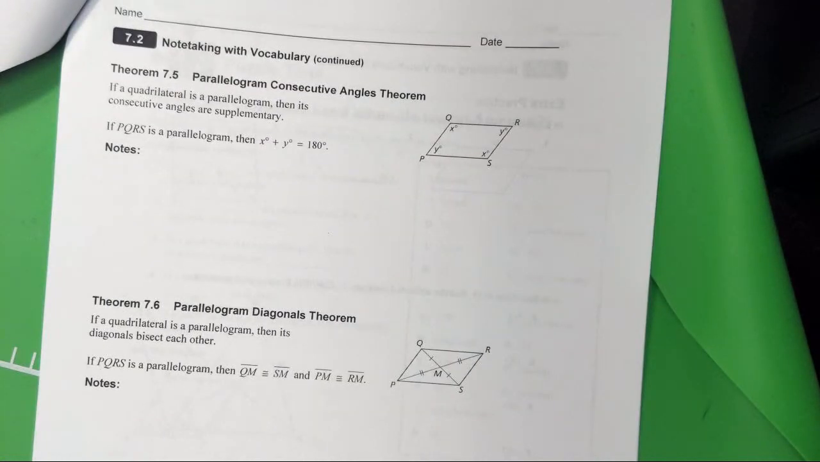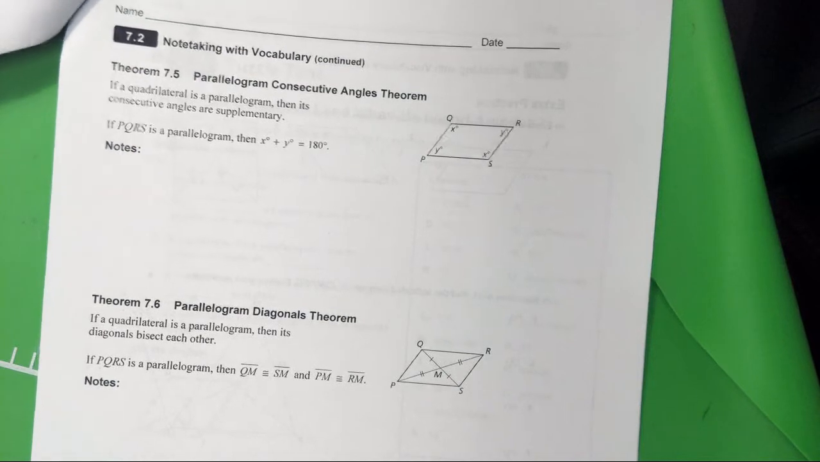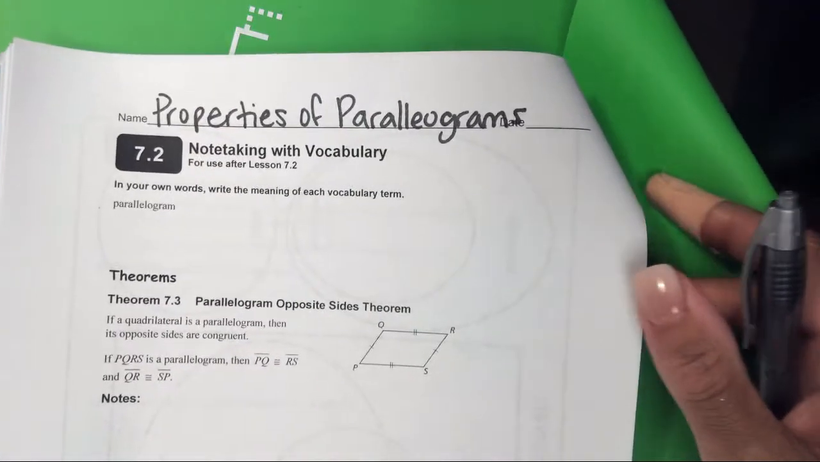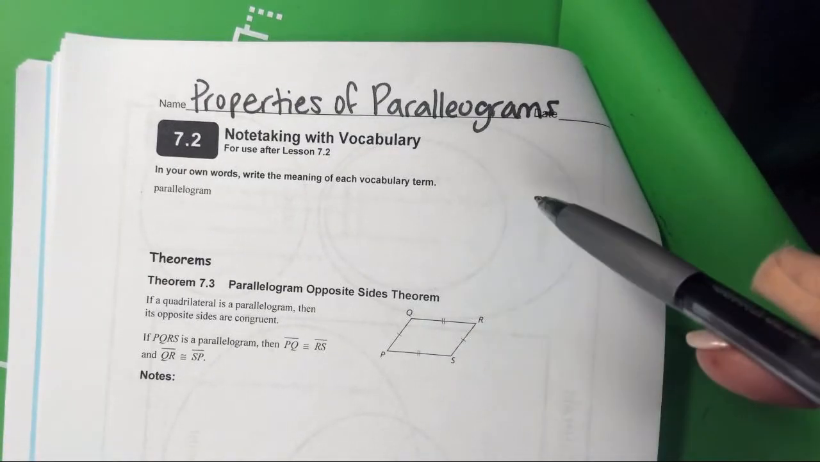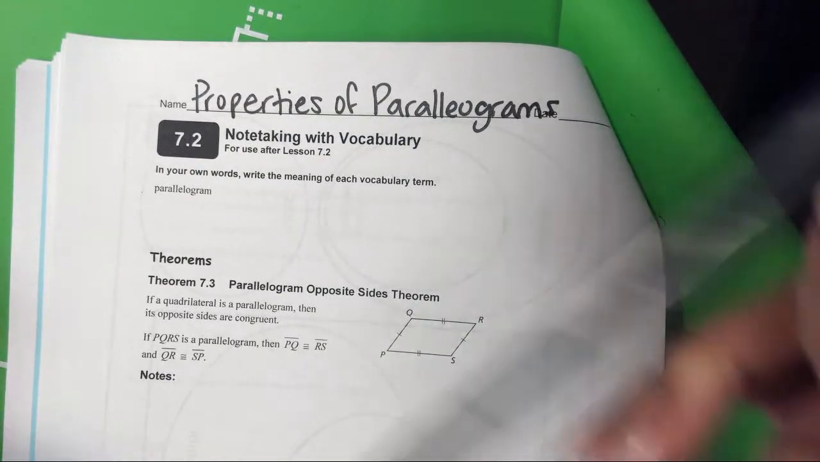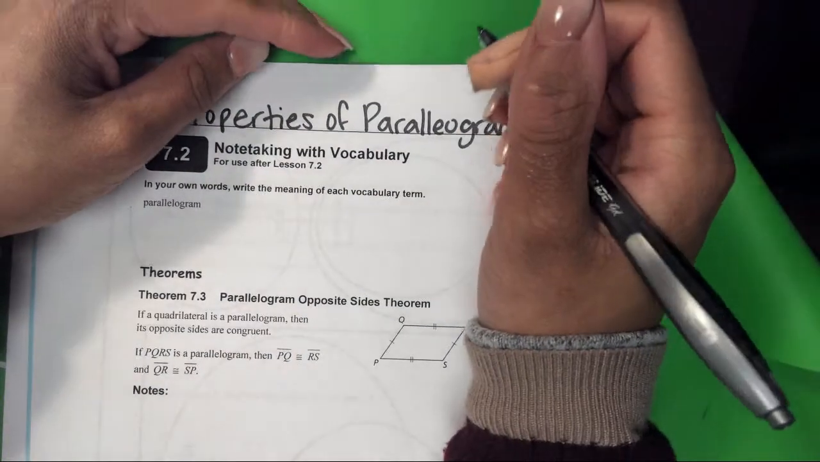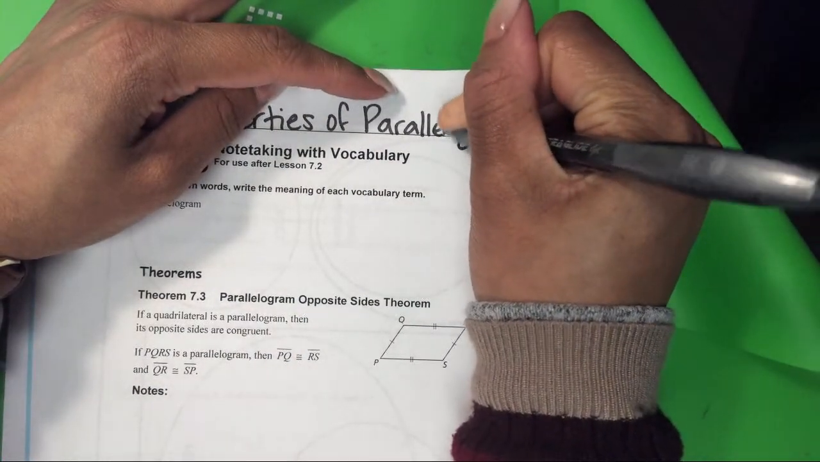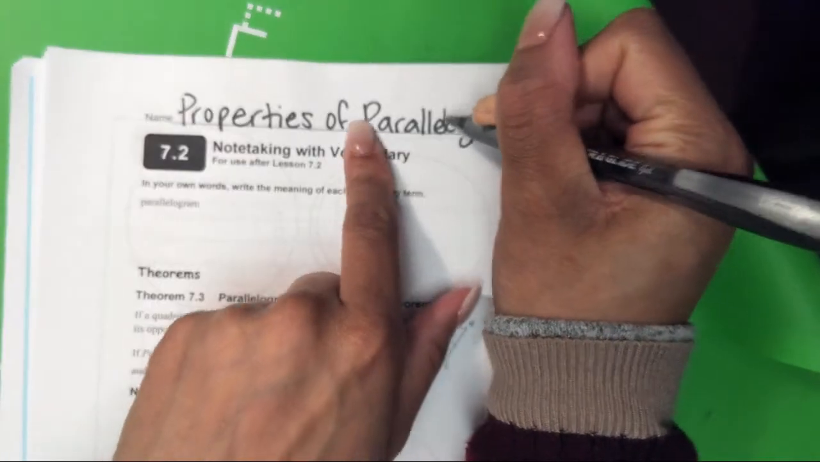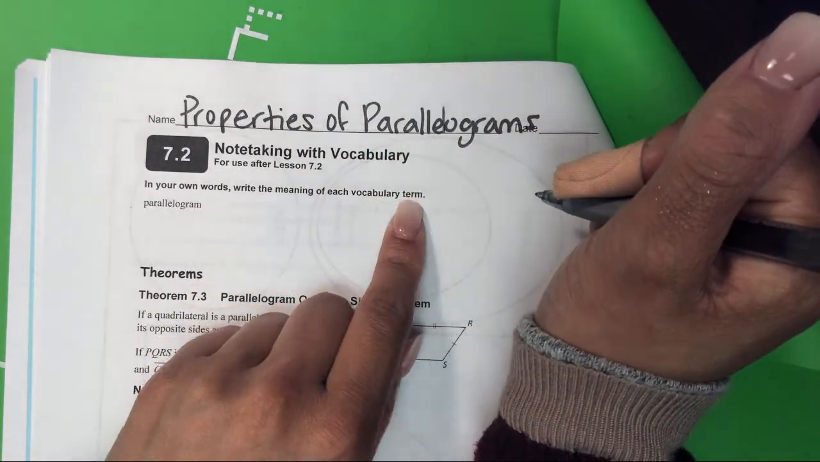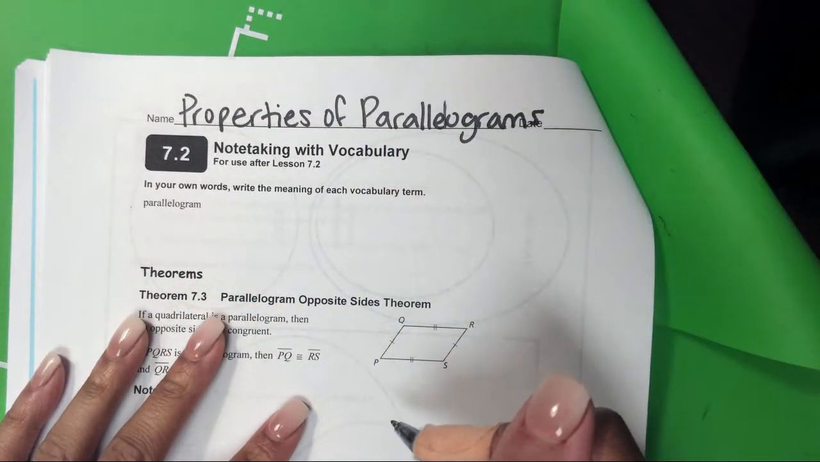Good afternoon, class. We are on to 7.2, Properties of Parallelograms. The key word in parallelograms, and I definitely spelled that incorrectly, is that they're parallel. Missing an L here, and that's okay. So parallelograms definitely have parallel lines in them. So that's what we're going to be talking about today.